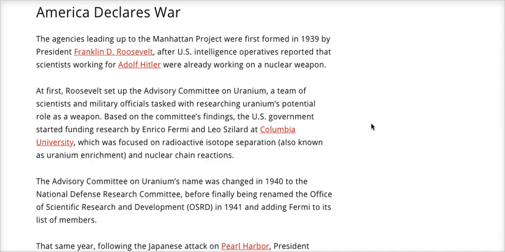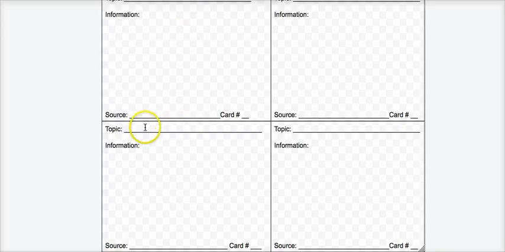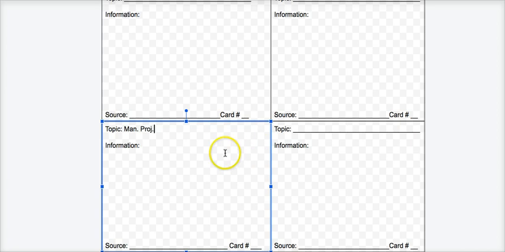So, America declares war. So it says, the agencies leading up to the Manhattan Project were first formed in 1939 by President Roosevelt after U.S. intelligence operatives reported that scientists working for Adolf Hitler were already working on a nuclear weapon. Okay, so going to my cards. I'm going to just write it right here. The topic is the Manhattan Project. And here's my information.